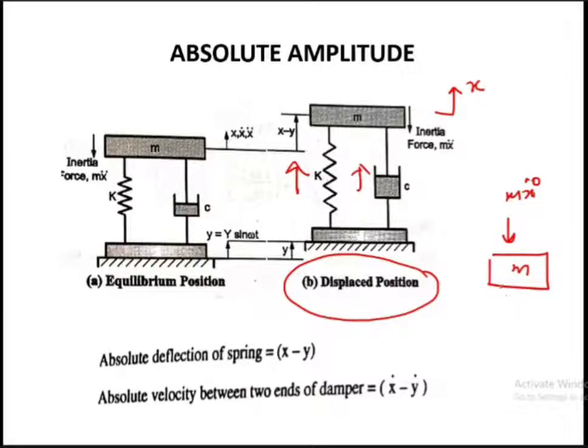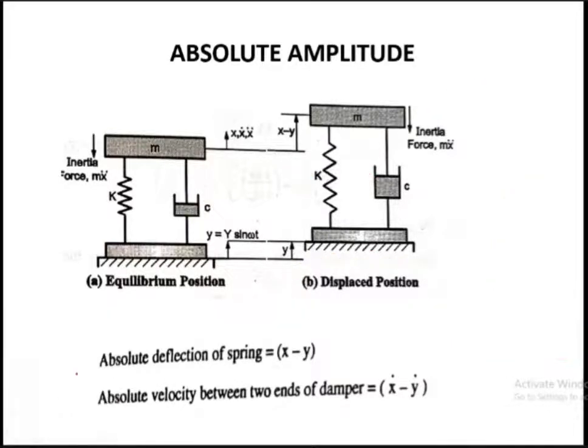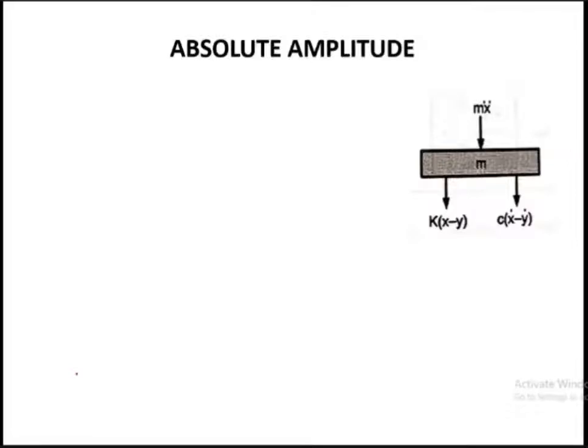So what is the spring force? The spring force will be downwards, that is k into x minus y. And what will be the damping force? c into x dot minus y dot. Is it clear? So let us say this is the free body diagram. Once you draw the free body diagram, how will you write the differential equation of motion?